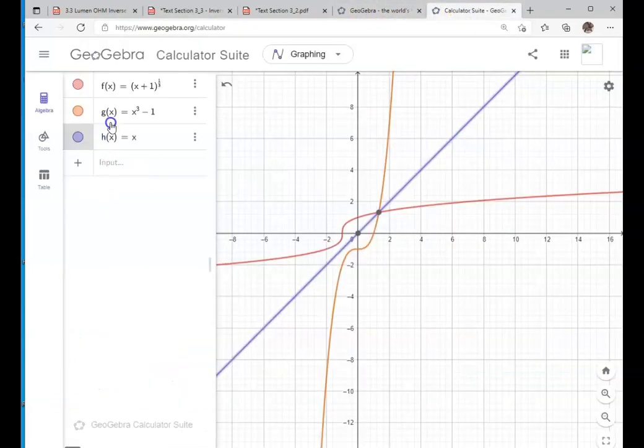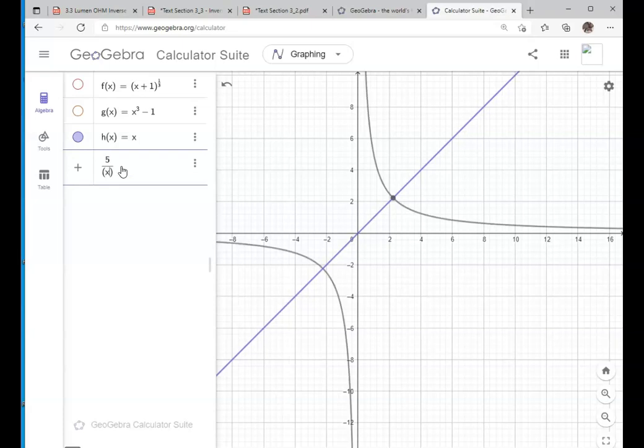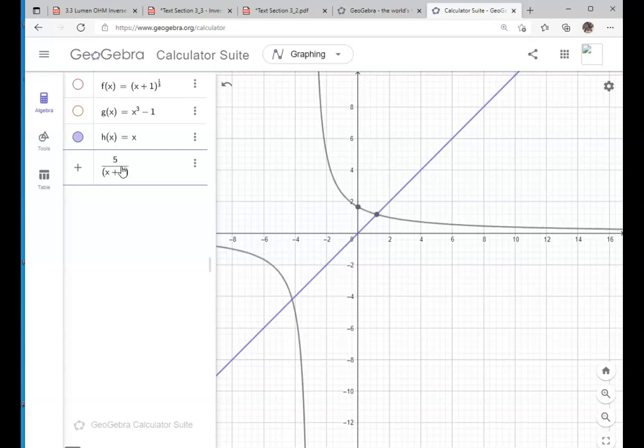Over here, and I'll just hide those for now. I'll leave the reflecting line here. I go 5 divided by the quantity x plus 3. Gives me that. And notice how that function has something funny happen right here, right? When x is negative 3, it goes way positive or way negative.